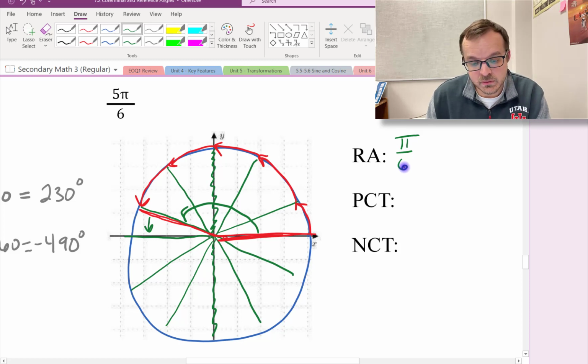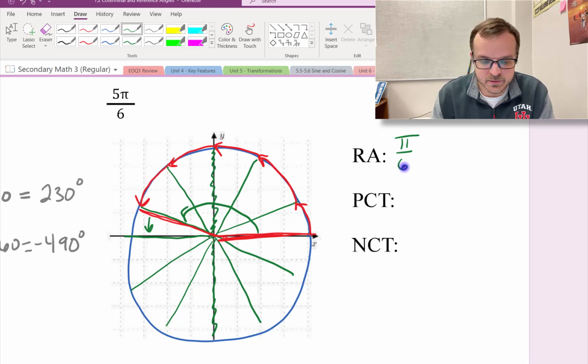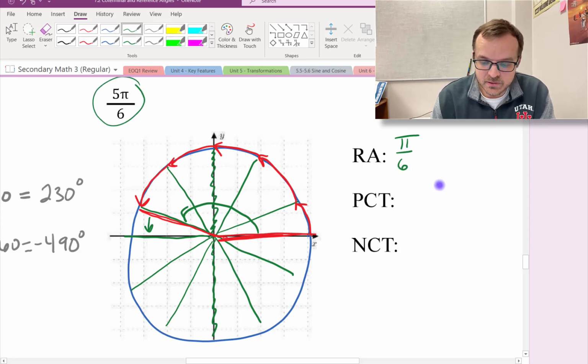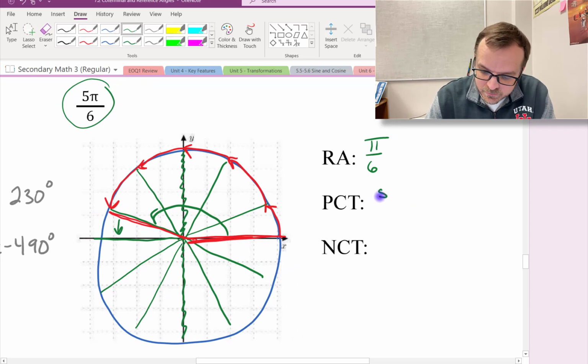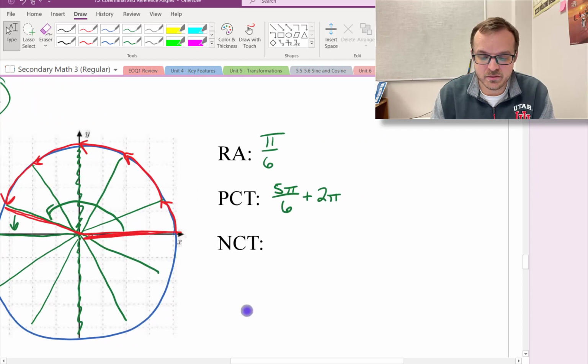Again, if you really need to, you can convert all these to degrees, graph it in degrees, and just convert all your answers back to radians, because this is given in radians, so the answers should be in radians. Positive coterminal would be 5 pi over 6 plus 2 pi. Now, if you don't know how to do that in your calculator, basically just do 5 over 6 plus 2 and then get your pi back in there.